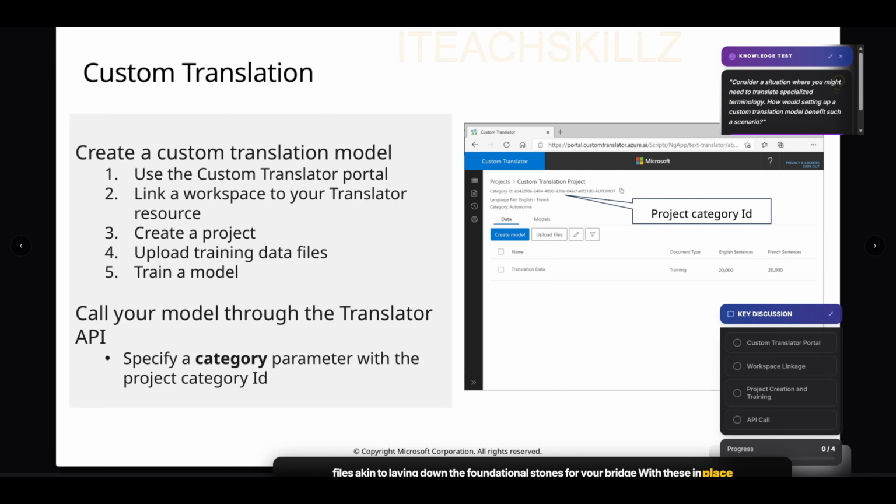With this in place, train your model. This is like testing the strength and flexibility of that bridge. Finally, call upon your model via the Translator API by specifying a category parameter with your project category ID, ensuring smooth communication between those two lands.